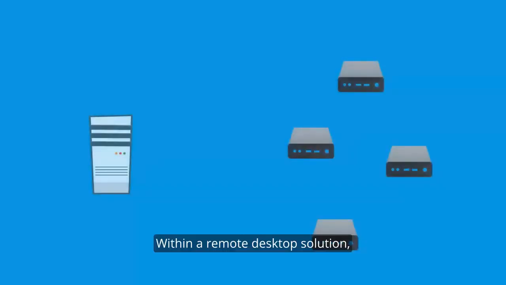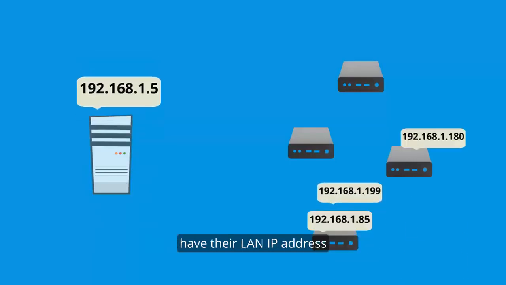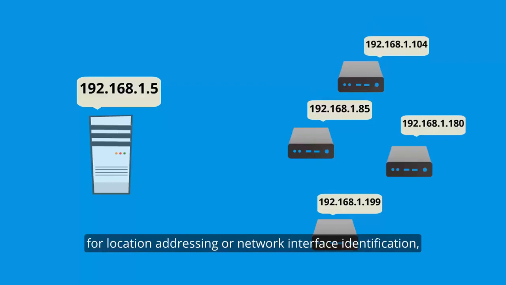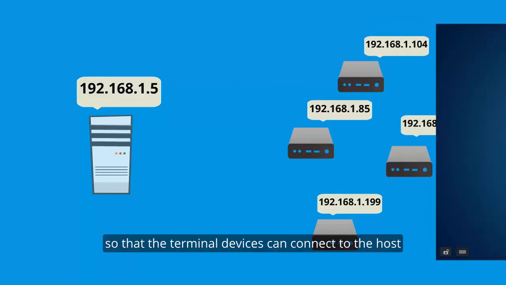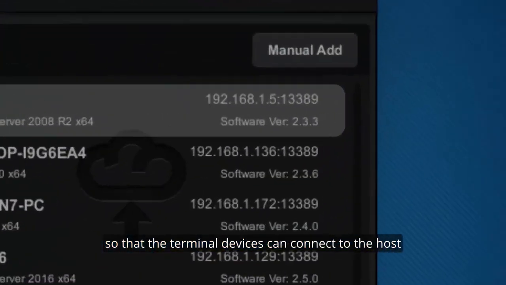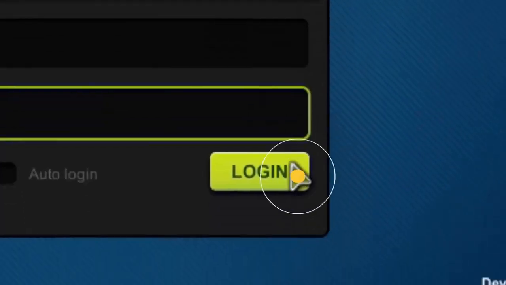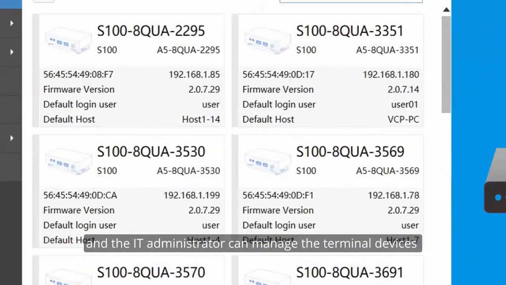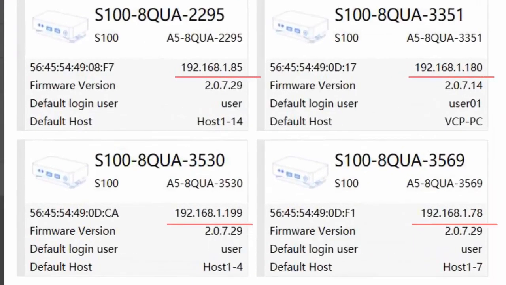Within a remote desktop solution, both the host and the terminal devices have their LAN IP address for location addressing or network interface identification, so that the terminal device can connect to the host and the IT administrator can manage the terminal devices from the host.